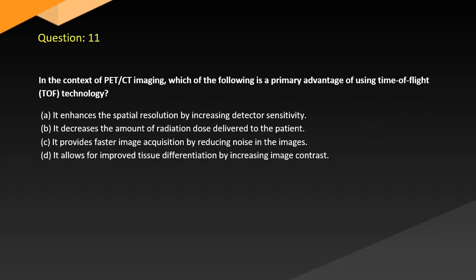Question 11. In the context of PET imaging, which of the following is a primary advantage of using time-of-flight (TOF) technology? A. It enhances the spatial resolution by increasing detector sensitivity. B. It decreases the amount of radiation dose delivered to the patient. C. It provides faster image acquisition by reducing noise in the images. D. It allows for improved tissue differentiation by increasing image contrast.